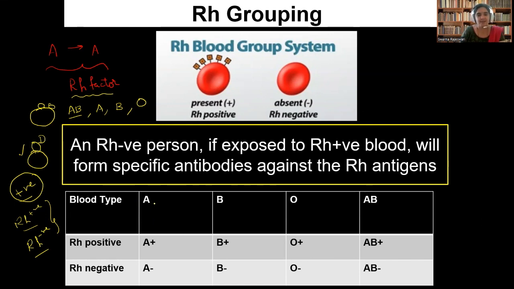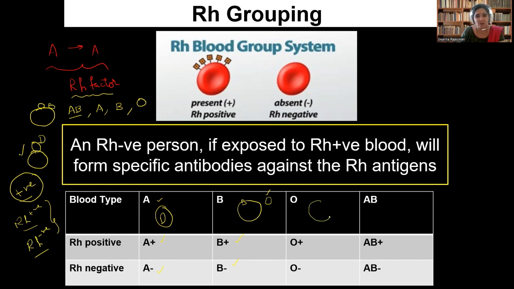For example, here you can see in the case of A, there is A antigen, so he is A group person. And along with that, if he is having D antigen, then he is A positive. If he is not having the D antigen, then he is A negative. And on the surface of the RBC, if he has a B antigen, he is B group. And along with B, if he has a D antigen, then he is B positive. And if he doesn't have the D antigen, then he is B negative.